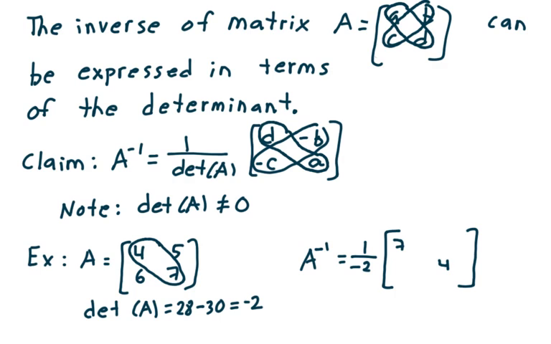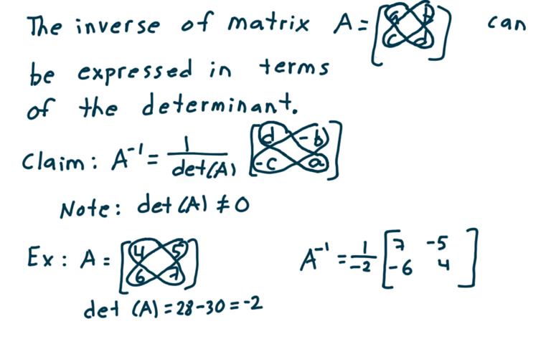And then I look at the entries along the other diagonal, and I'm just going to change the signs of those entries. So in other words, this entry up here will be negative 5. This entry down here will be negative 6. And I claim that is A inverse.